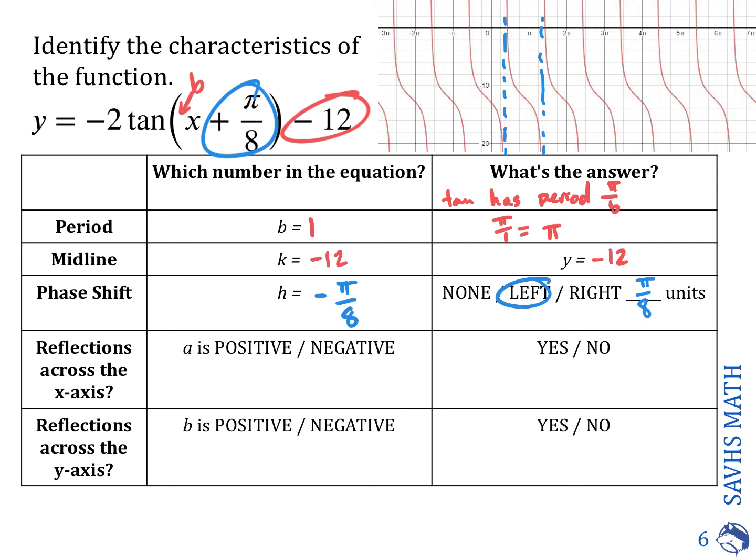On the assessment, you would select this section and then bold it to make sure that you can show me that you know that it's a translation left. Translations, remember, are called phase shifts if it's left and right. Okay, let's look at A.